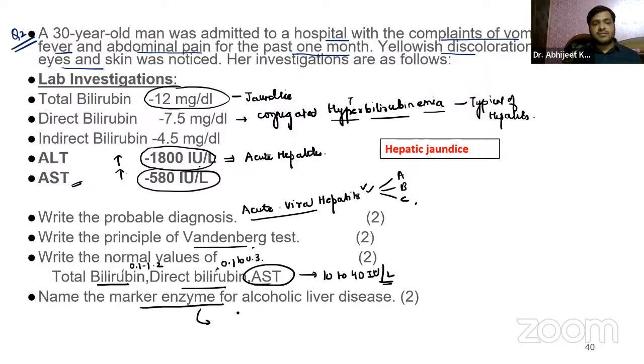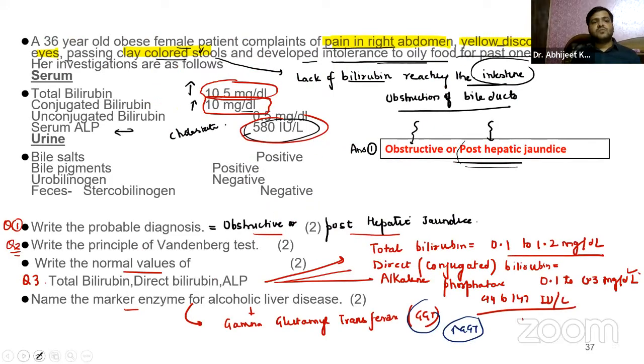Now, the marker enzyme for alcoholic liver disease, the question that they have asked. Remember, guys, the marker enzyme is again the same, that is GGT, gamma glutamyl transferase, right? So basically, elevated GGT along with elevated AST and elevated ALT are commonly used to diagnose alcohol related liver damage, right? So that is about the second jaundice chart that you can remember on the basis of the values provided. So we have discussed two cases.